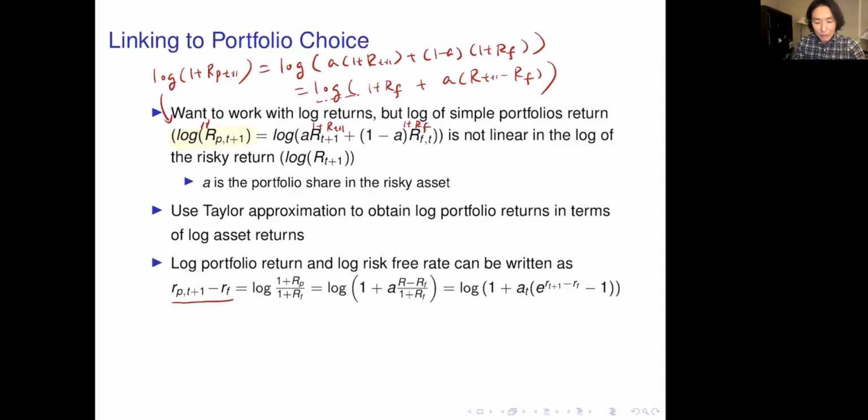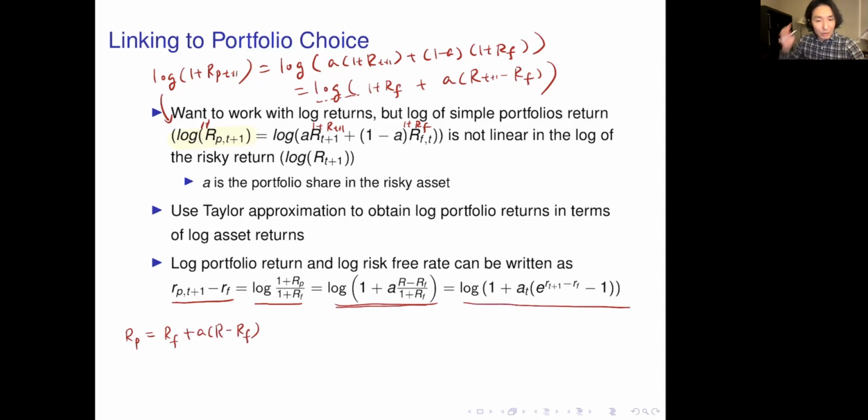이게 어떻게 표현될 수 있냐면, by definition, you can write it like this. Okay. And by rearranging, you can write it like that because RP is simply RF plus A times r minus rf. Okay? So by plugging in, you will obtain this expression here. And also you can rearrange it like that.